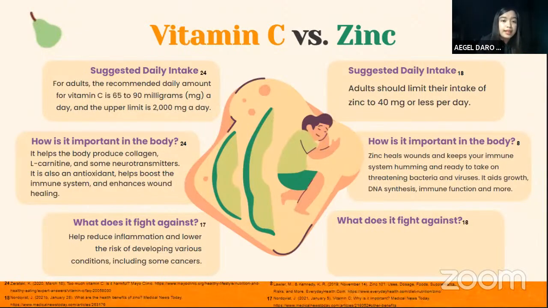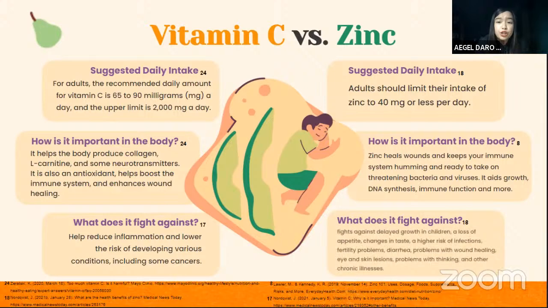Finally, what does zinc fight against? As we all know, the body needs zinc for the immune system to work properly. It fights against delayed growth in children, a loss of appetite, changes in taste, a higher risk of infection, fertility problems, diarrhea, problems with wound healing, eye and skin lesions, problems with thinking, and other chronic illnesses.